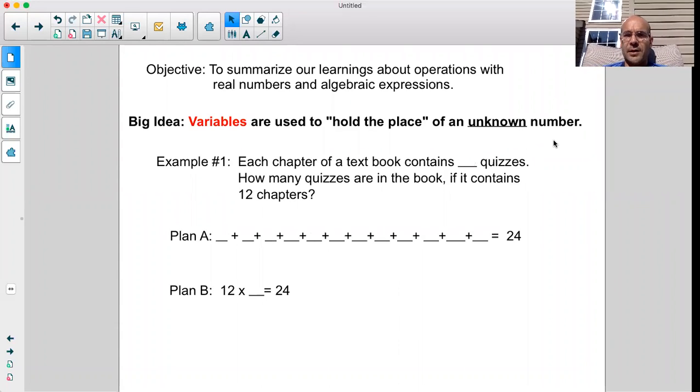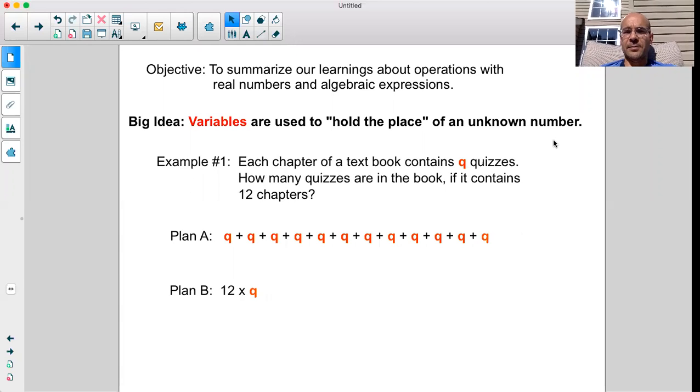it's when you don't know the number of quizzes in each book, or maybe you don't know the number of chapters. When there's an unknown number, each chapter of a textbook contains some unknown number of quizzes. How many quizzes are in the book if it contains 12 chapters? Well, the 2 plans are still good. It's just that we're missing a piece of information right now, and that's where a variable comes in.